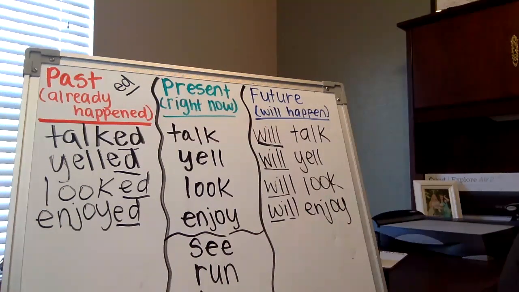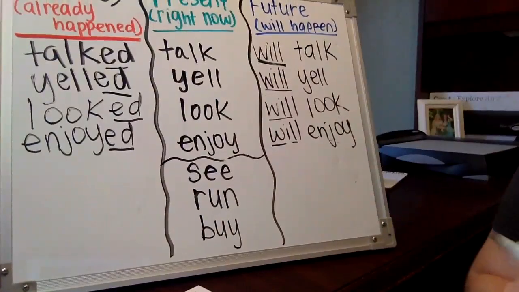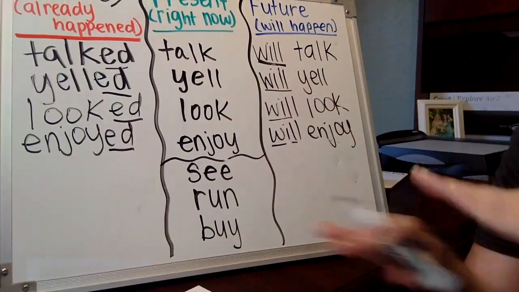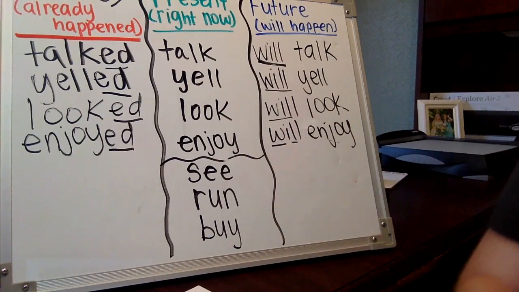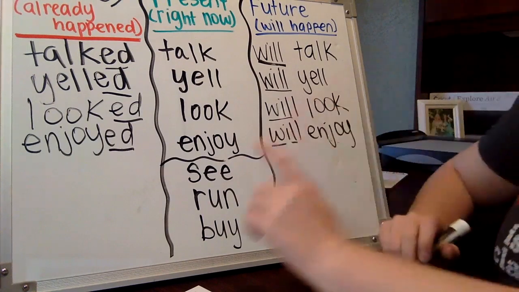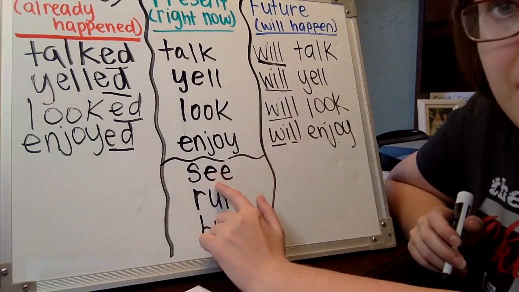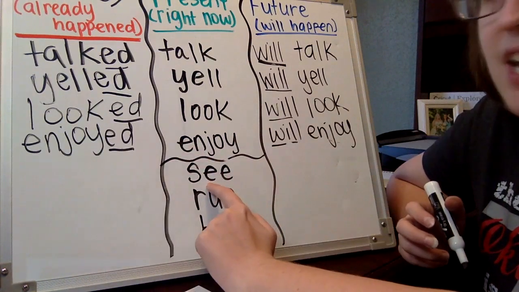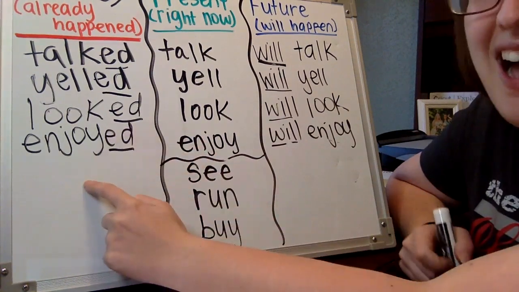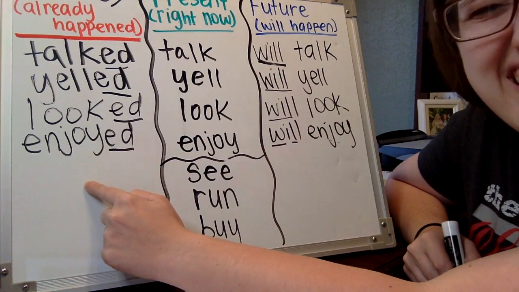But some of these words, like these down below, are irregular, which means that they do not follow the rules. They do something different. So for example, right now I see my screen on the computer. It's happening right now in the present tense. Yesterday I seed my computer.